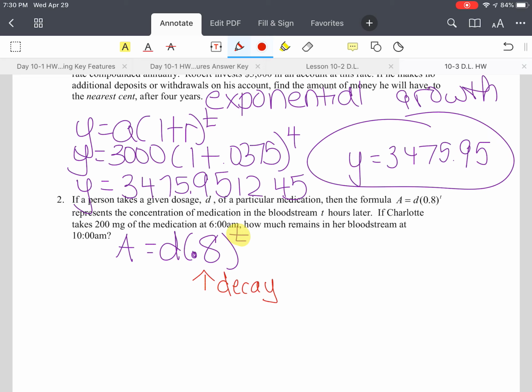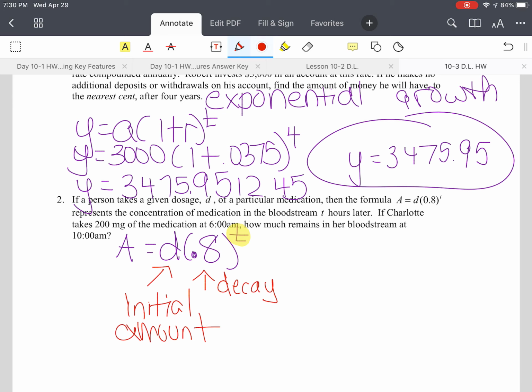Now, they used different letters. They used A here where we usually use Y, and they used D where we usually use A. But everything still stays the same. This part right here, the D, is going to be the initial amount. So how much did Charlotte take initially?